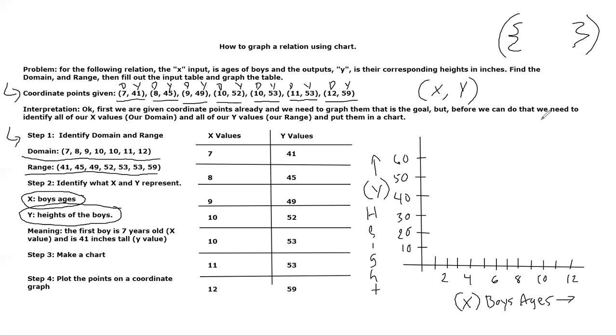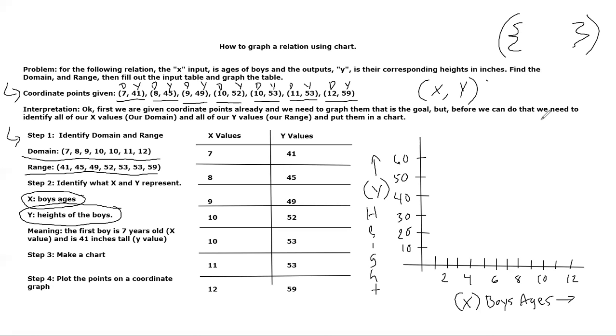In math, you have to make sure you figured everything out. You've got to read over the problem more than once, and you have to identify all the information that is given and separate it out. And that's what we're doing. That's why step two is a thing here. I'm simply stating X is the ages of the boys and Y is the heights. And that's going to be important when I organize my graph.